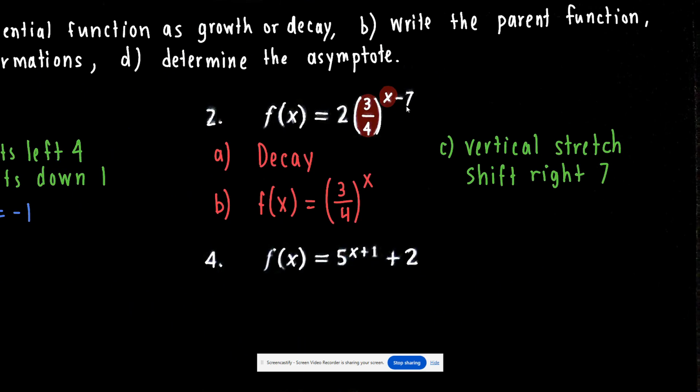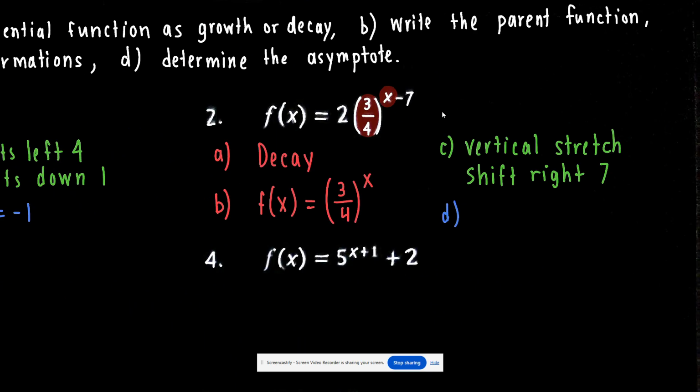So let's go to the last part of this, and that is, what's my asymptote? Well, remember the last problem? If there is a vertical shift, it affects the asymptote. Well, there is no vertical shift. There's a horizontal shift, but no vertical shift. So that means it doesn't affect my asymptote. Now, that doesn't mean it doesn't have an asymptote.